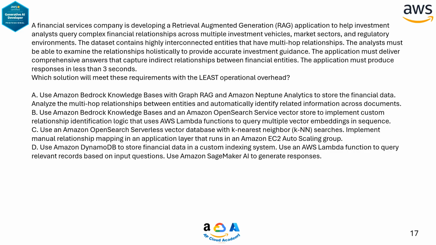C. Use an Amazon OpenSearch Serverless vector database with k-nearest neighbor (KNN) searches. Implement manual relationship mapping in an application layer that runs in an Amazon EC2 Auto Scaling group. D. Use Amazon DynamoDB to store financial data in a custom indexing system. Use an AWS Lambda function to query relevant records based on input questions. Use Amazon SageMaker AI to generate responses.